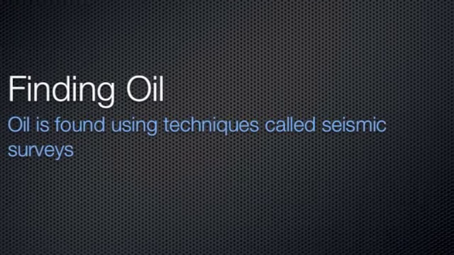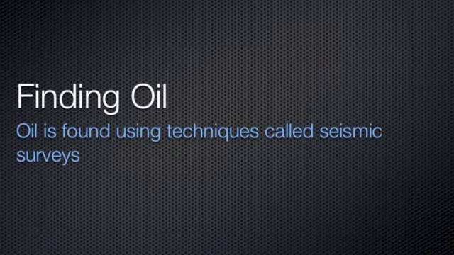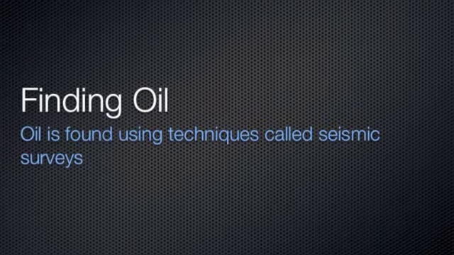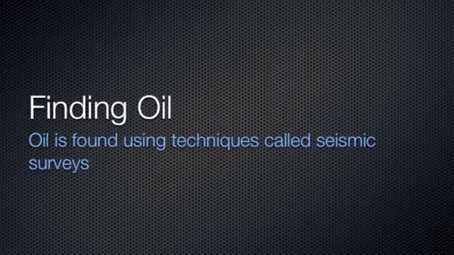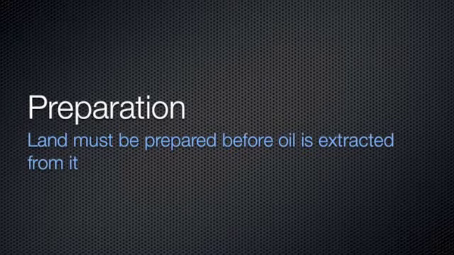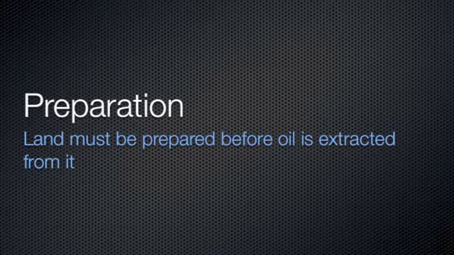Once a reservoir is reached, the area is tested to ensure that it contains hydrocarbons. Using chemical gas sensors, pressure sensors, and rock samples, these drillers ensure that they have found oil. Preparation. Once a reservoir is confirmed to contain oil, land preparation occurs.